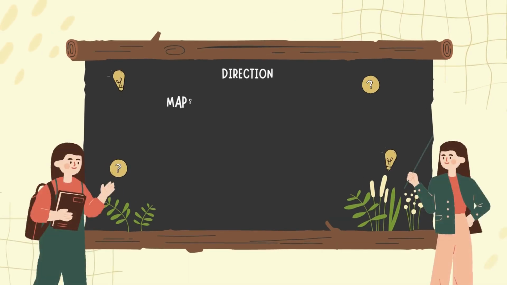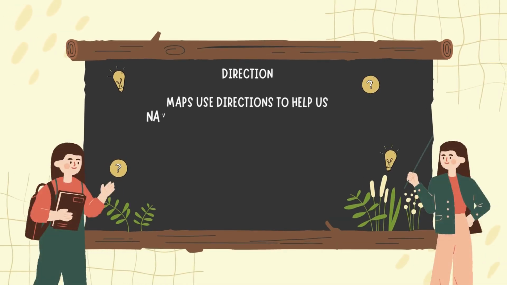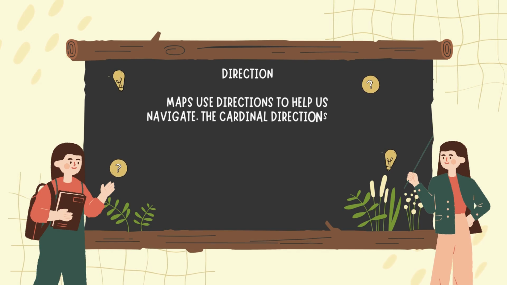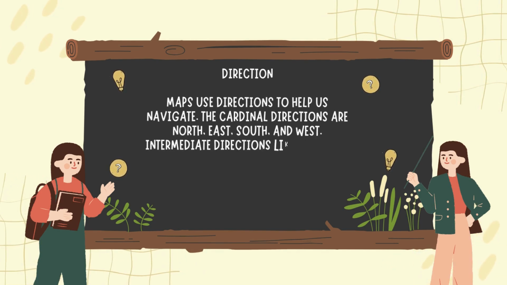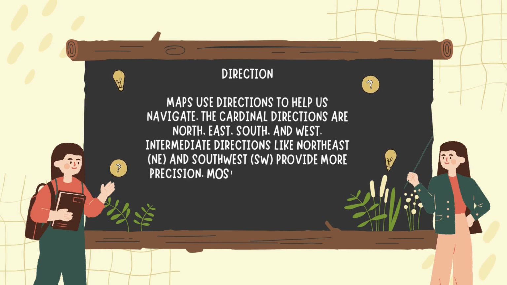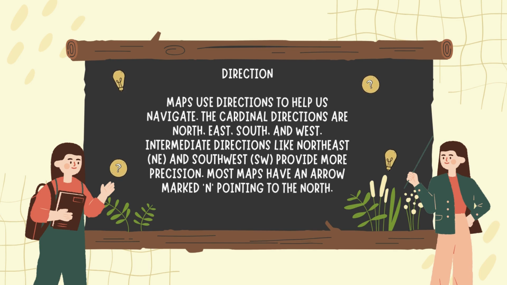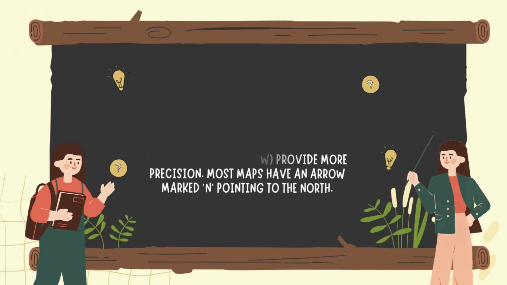Direction. Maps use directions to help us navigate. The cardinal directions are north, east, south, and west. Intermediate directions like northeast, NE, and southwest, SW, provide more precision. Most maps have an arrow marked N pointing to the north.